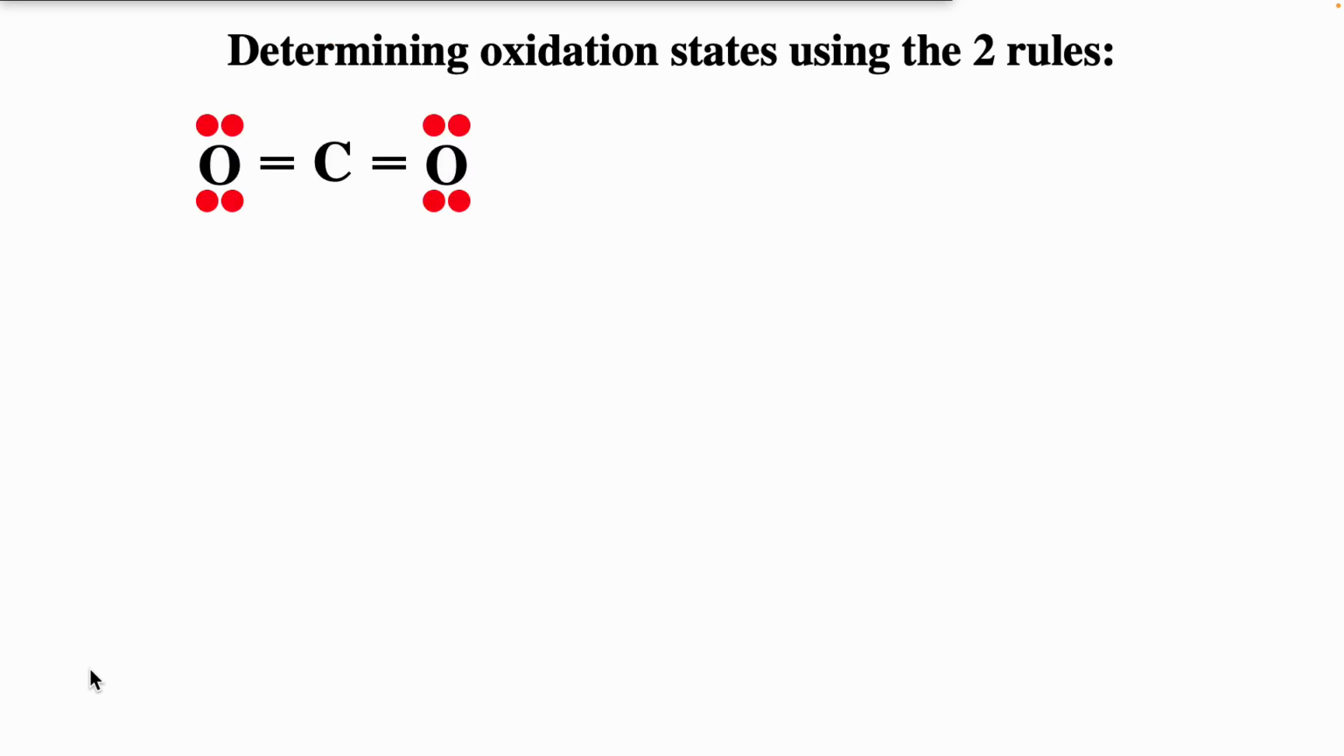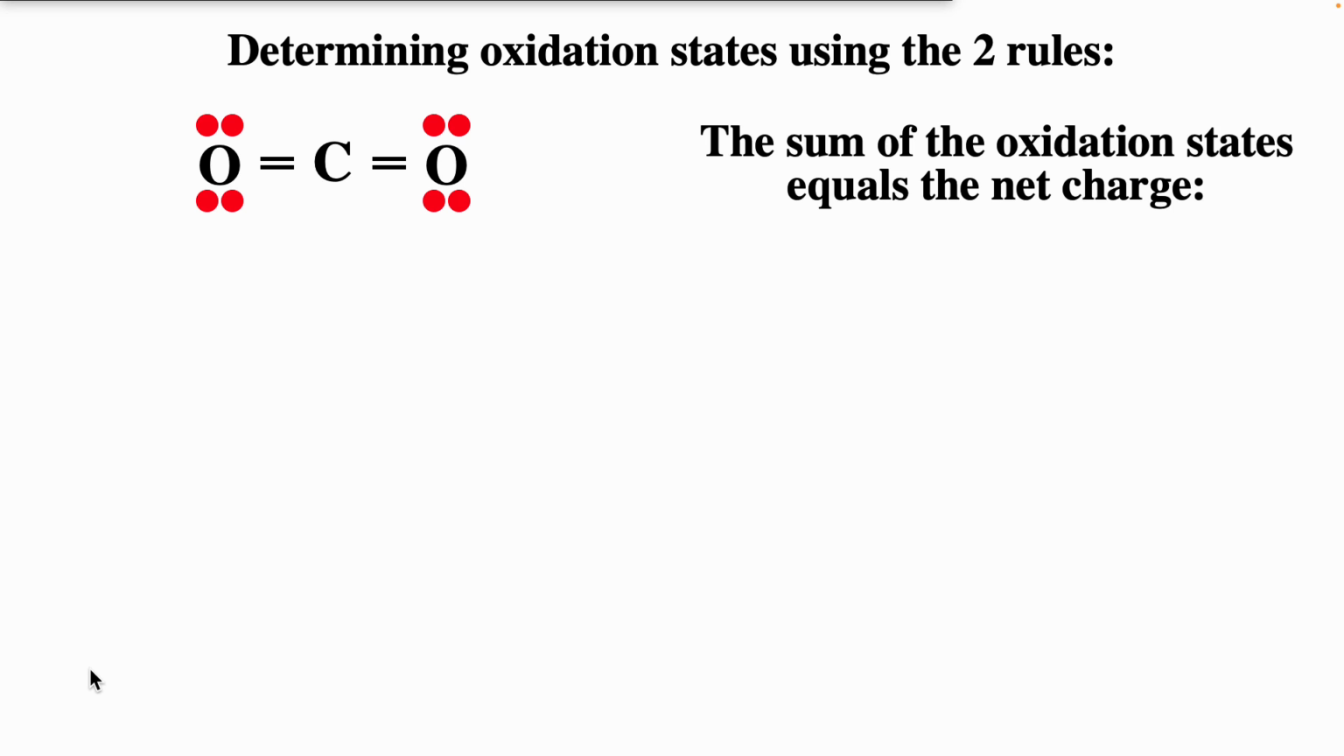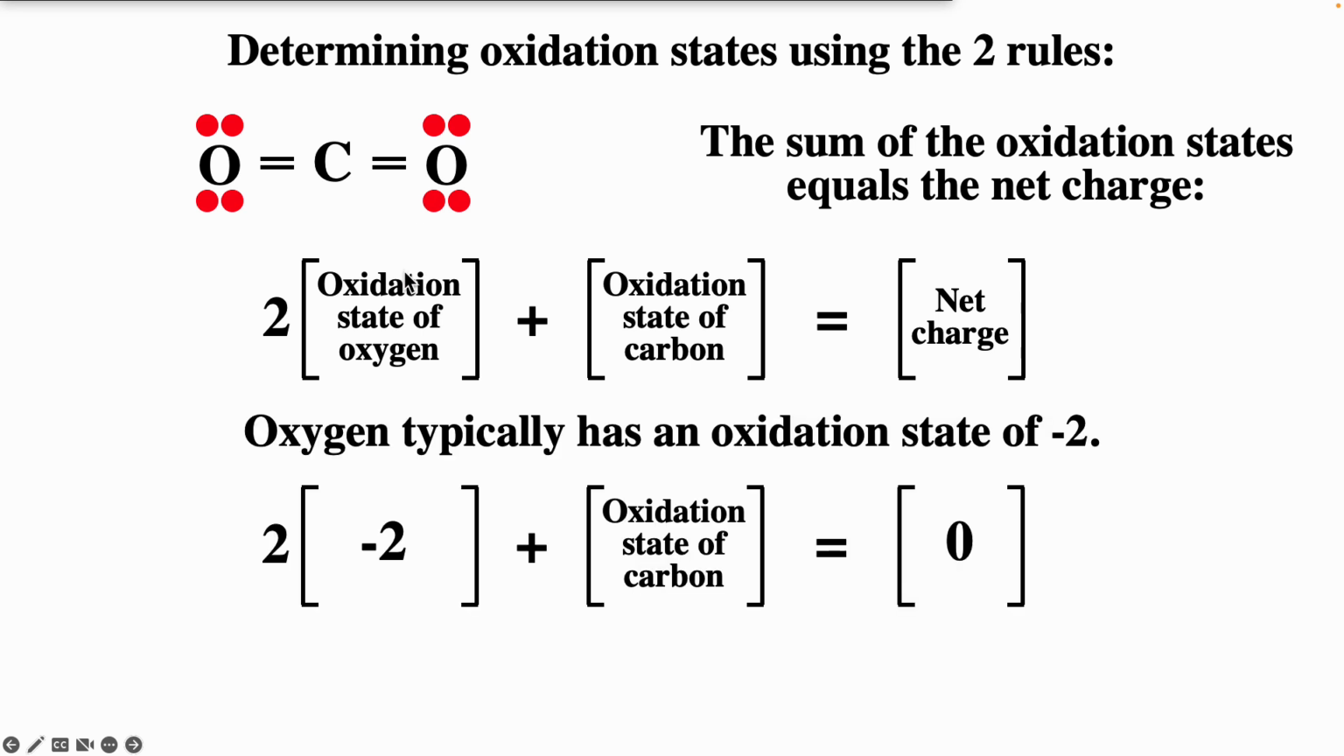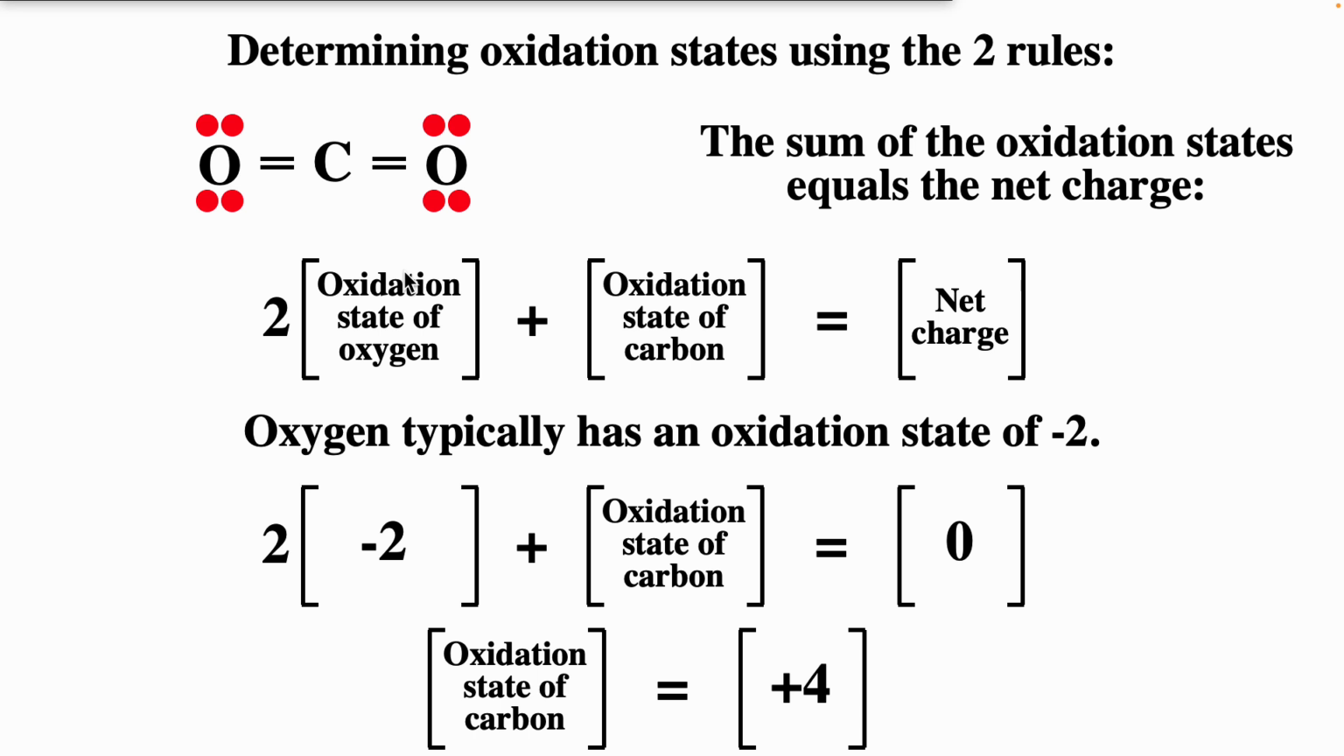And so if we want to figure out the oxidation state for the carbon and oxygen in carbon dioxide, we can start with the two rules. And so the sum of the oxidation states equals the net charge. And so we have 2 oxygen, so 2 times the oxidation state of the oxygen, plus the oxidation state of the carbon equals the net charge, which in this case is 0. Now we can be pretty confident the oxygen is a -2. So 2 times -2 gives us a -4. And so that means that the carbon must be a +4 oxidation state.